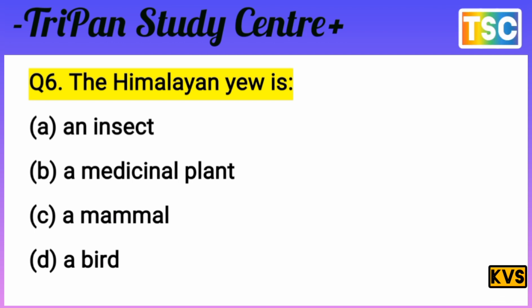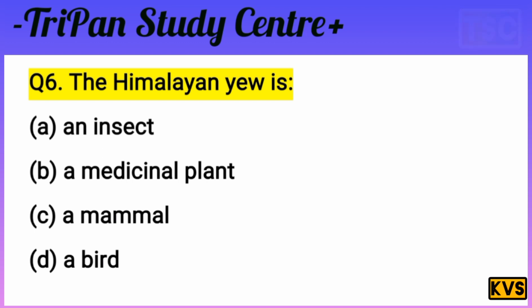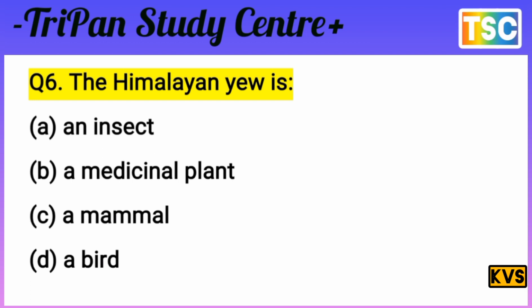You must have a thought of your answer. Let's see what our answer is. The question is: the Himalayan Yew is an insect, a medicinal plant, a mammal, or a bird? Yew is not an animal category, not an insect, not a bird. There is only one option left, the medicinal plant. The Himalayan Yew is a medicinal plant. The answer is B, medicinal plant.